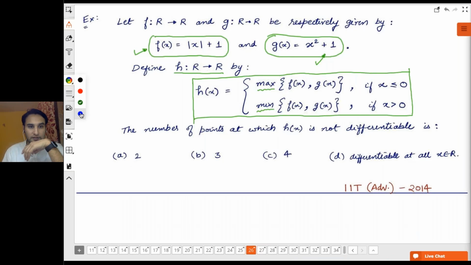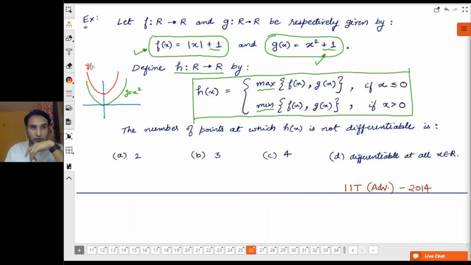Acha, by the way, ek cheez dhyan rakhna. If you know the graph of y is equal to x square, then remember, when you add a number, the graph shifts up. इसे कहते हैं vertical transformation. So this is the graph of y is equal to original graph plus 1. ठीक है ना? It has shifted up by 1.